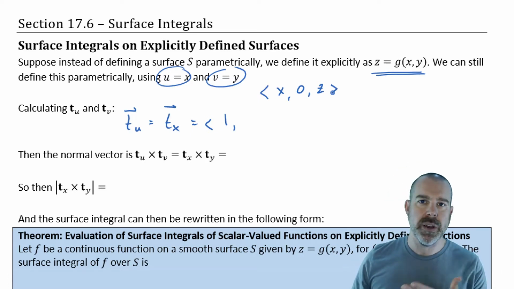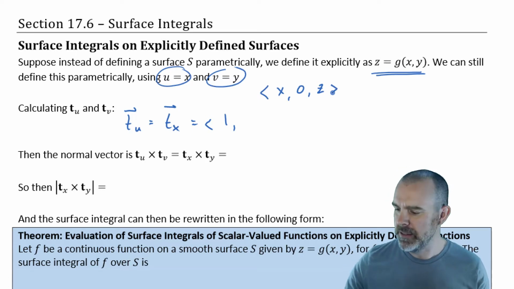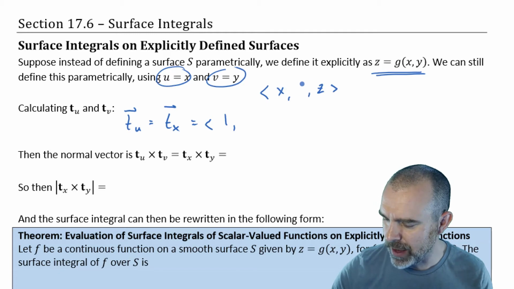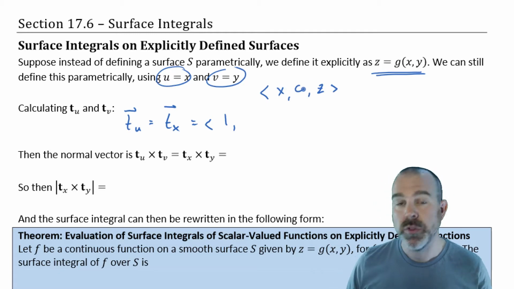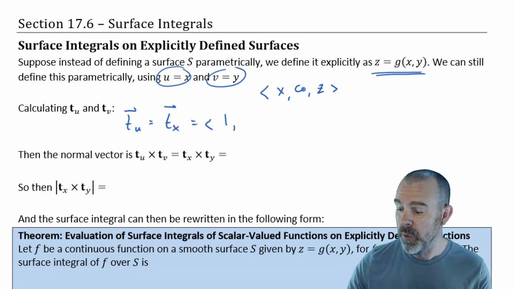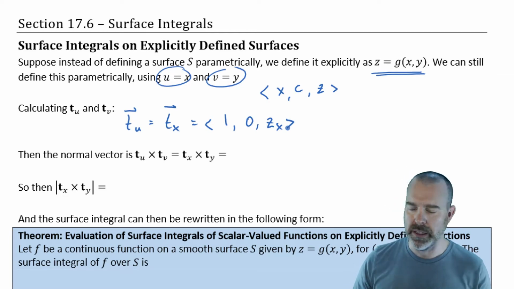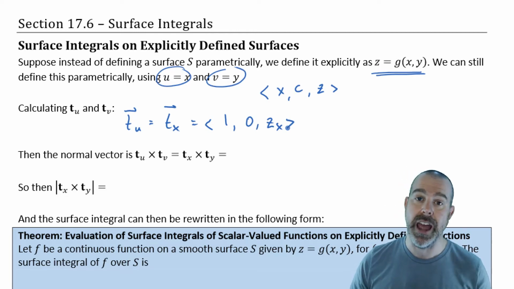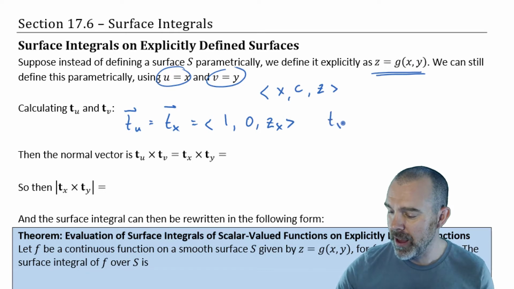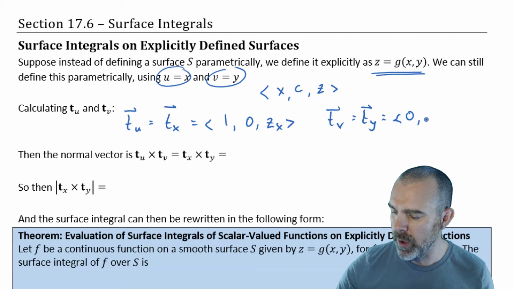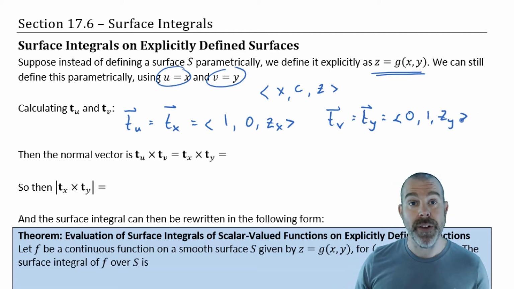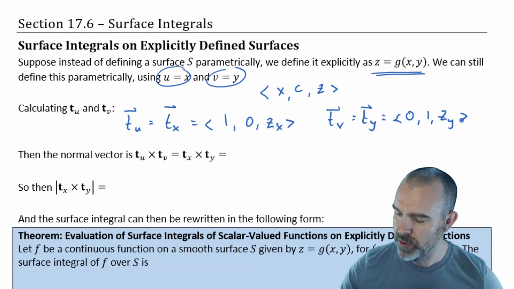When x is increasing, y is just fixed, y is some constant. So in the x direction, the derivative would be 1, the y direction would be 0, and the partial derivative of z in the x direction would be z sub x. So that would be the tangent vector in the x direction. Similarly, for v, that would be the tangent in the y direction. That would be 0, 1, zy.